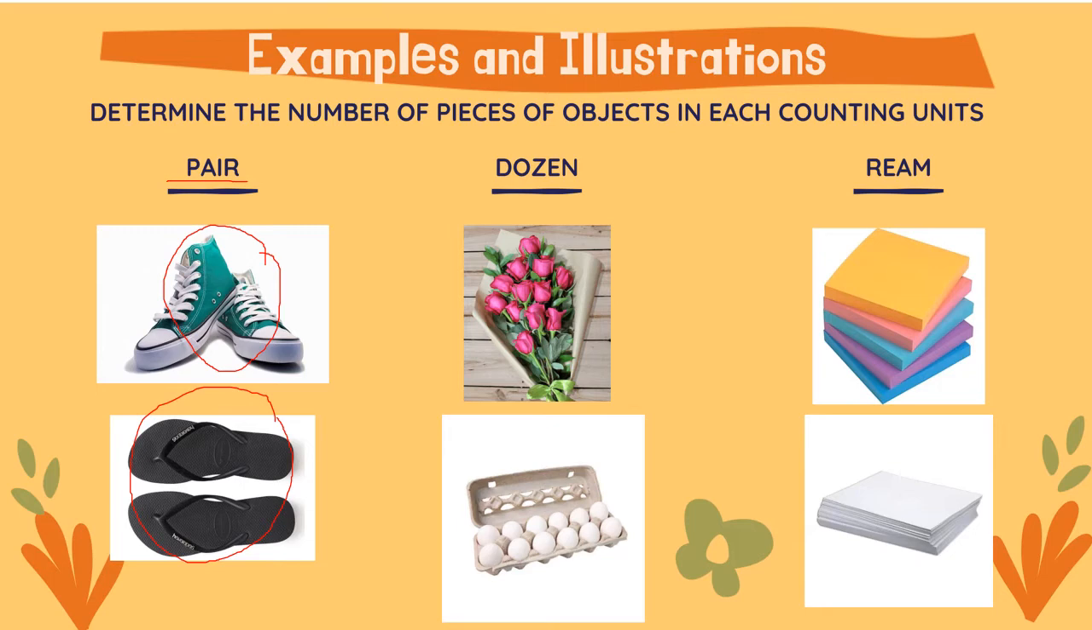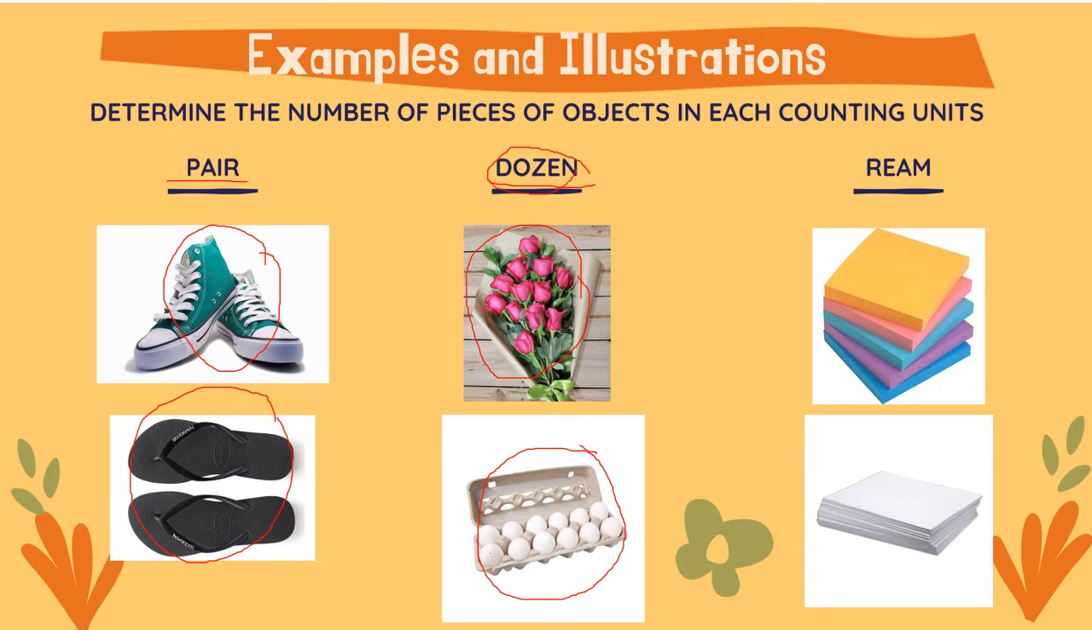How about for a dozen? A dozen means 12 pieces. Okay, if you order 1 dozen of roses, then it would mean 12 pieces of roses. And when you go to a supermarket and you buy 1 pack of 1 dozen eggs, then you will surely find that there are 12 eggs in the pack. So that's a dozen.